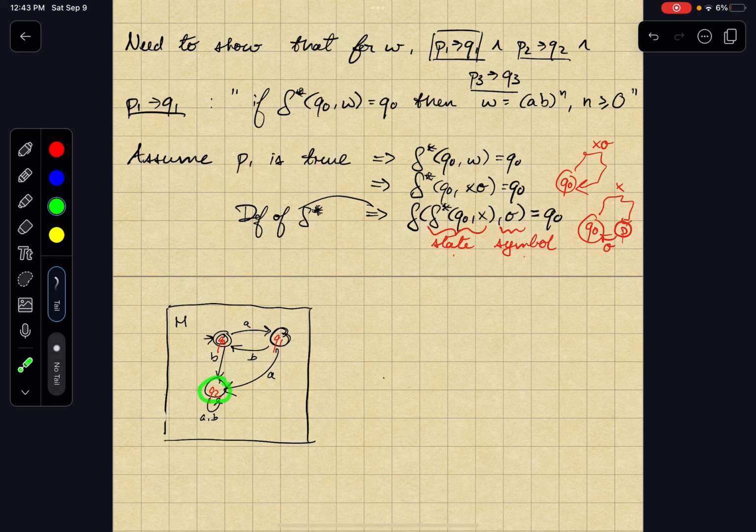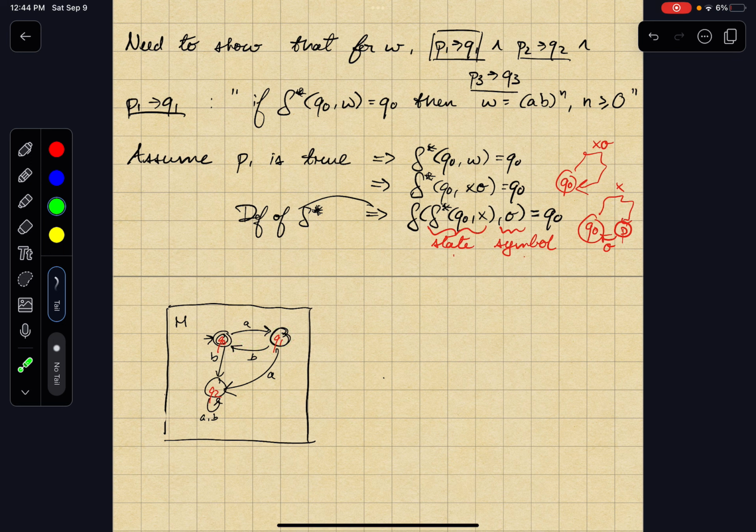So clearly it can't be Q2, right? Q2 is some garbage state. That's just some black hole where it just stays at Q2, whatever M reads. It can't be Q0 because when Q0 reads B, it goes to Q2, but it can be Q1. If it's Q1 and it reads this B, then it goes to Q0.